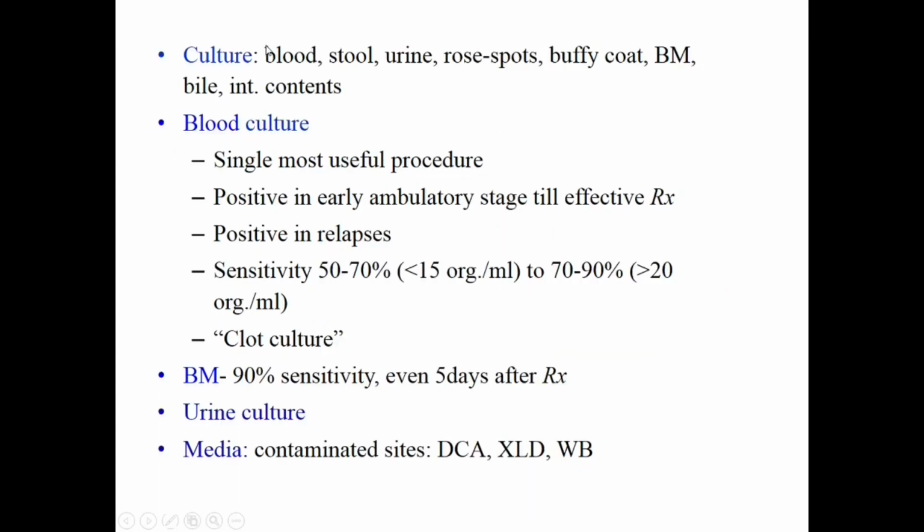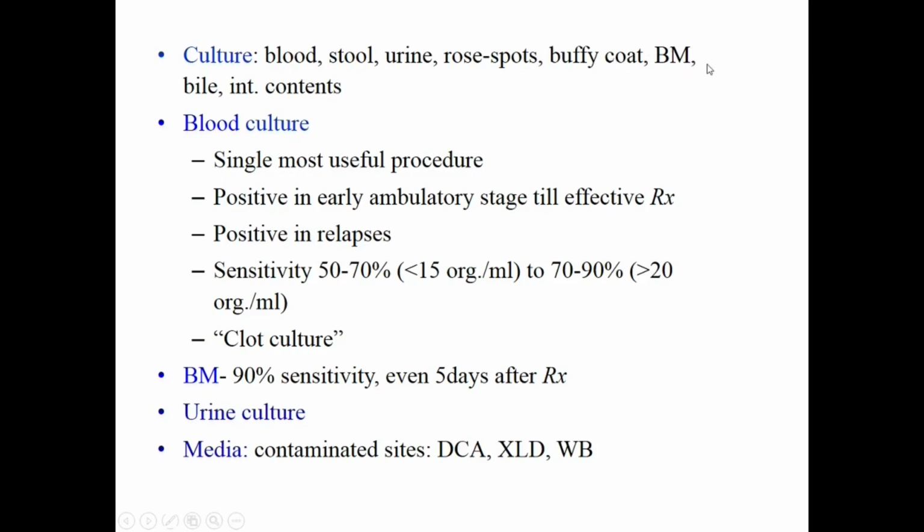Okay. So culture, that means growing the organism directly from the samples. You have different samples. You have blood. Like I said, blood is the best sample. Stool will be positive only by the 2nd or 3rd week. So is urine. Rose spots, you can scrape those from the rashes also sometimes. You can get the organism. Okay, you can take the blood and centrifuge it and you culture only the buffy coat.